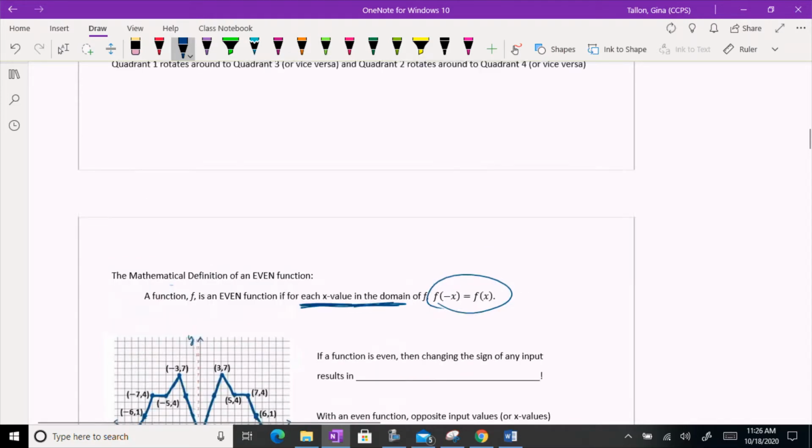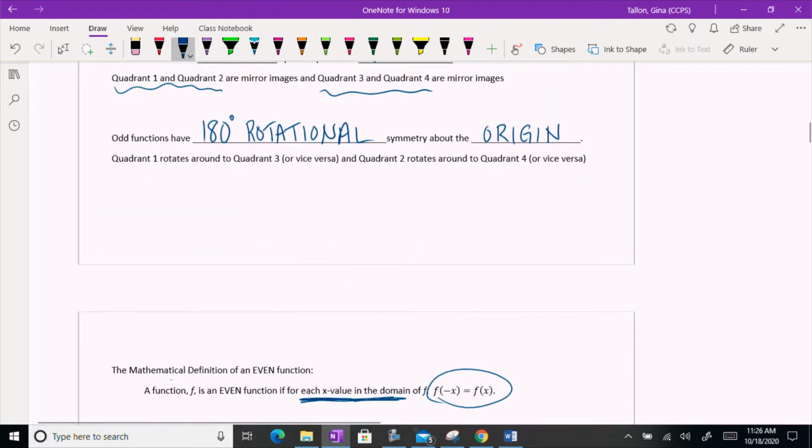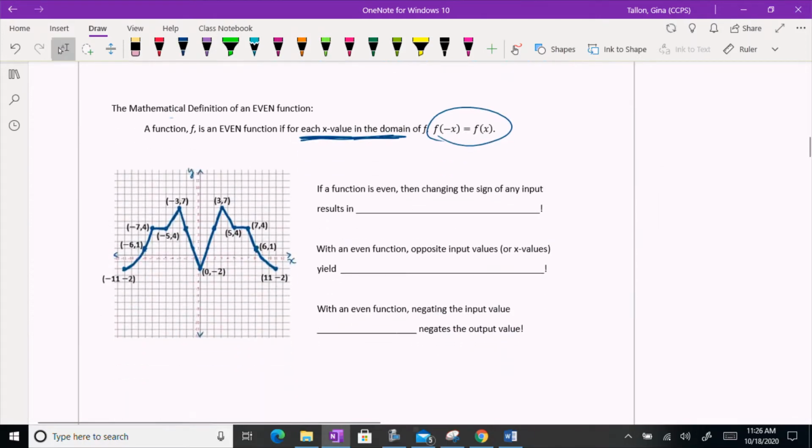Now, I just took the liberty of copying one of the functions up here that was even, like this one right here. I grabbed this even function and brought it down. So we're going to use the same picture, and we're going to talk about f of negative x is equal to f of x. For example, if my x was, let's say, the number 7, then f of negative 7 has to equal f of 7.